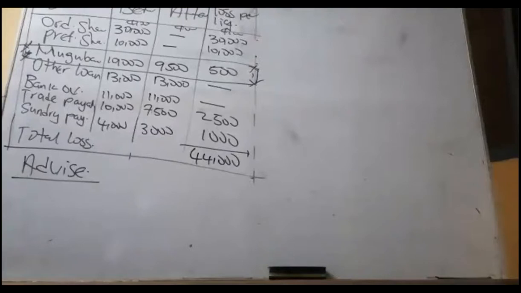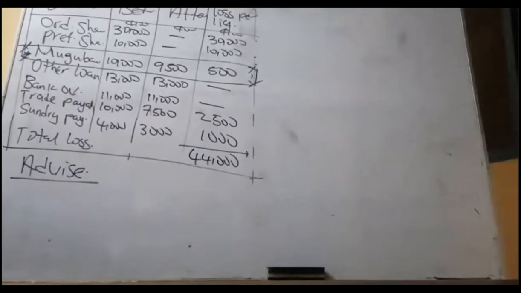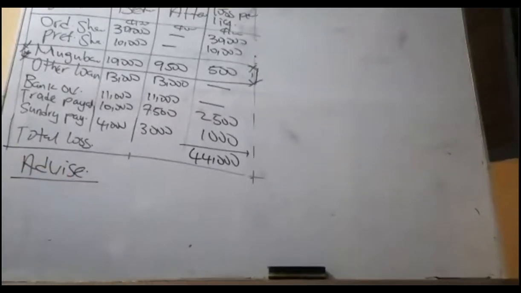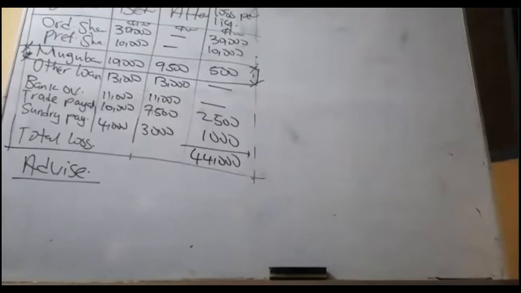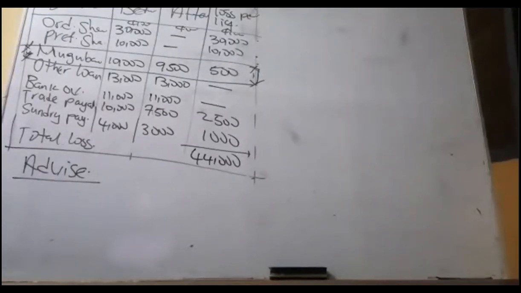Let's continue the game. So what will be the advice? In event of liquidation, Mugu Bank will lose 500,000 of their investments. So will you advise them to push for liquidation? No, they shouldn't, because if they push for liquidation, they will lose 500,000. So the advice will be that, let's put something small together.